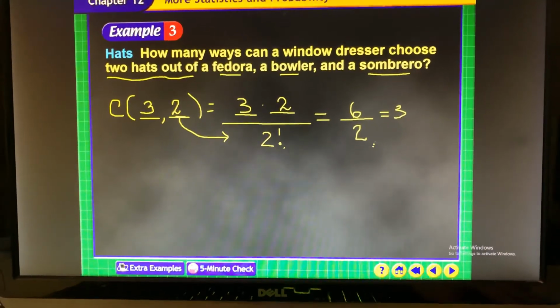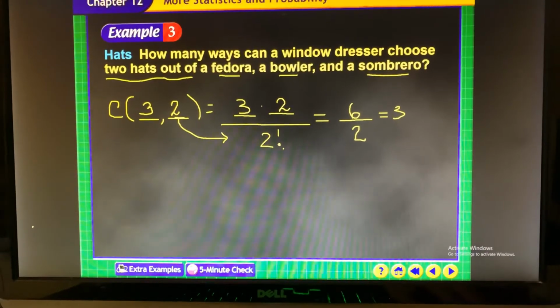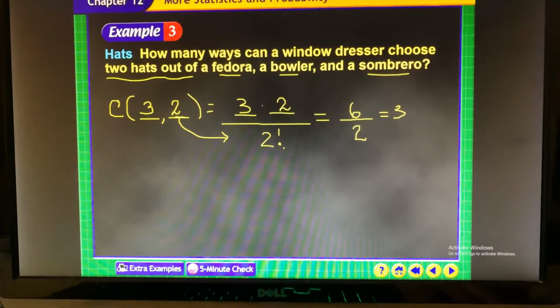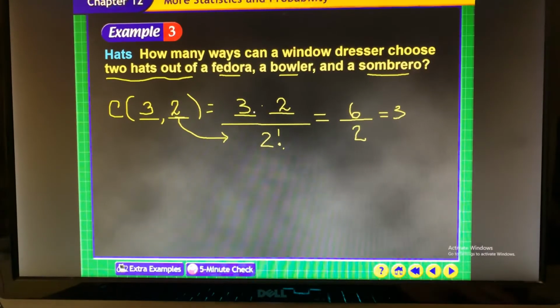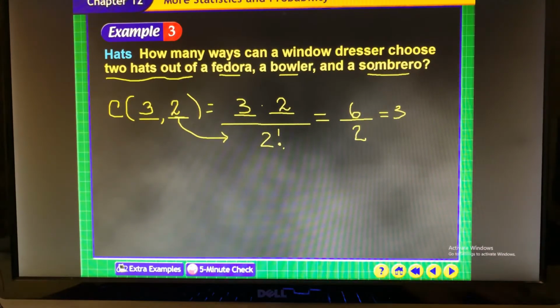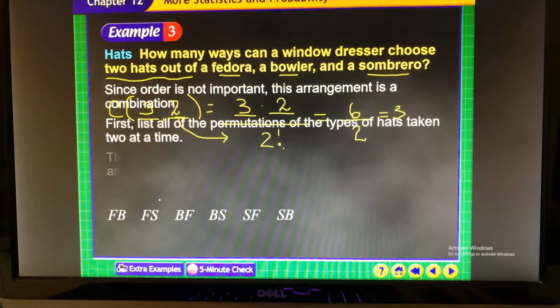So let me show you the picture that they're going to give you. So first, look at that. Look how it's different. If it was a permutation, I would have just done 3 times 2 and my answer would have been 6. But it's a combination because there's no word in here that says arrange. It's just you're choosing. It looks like this.